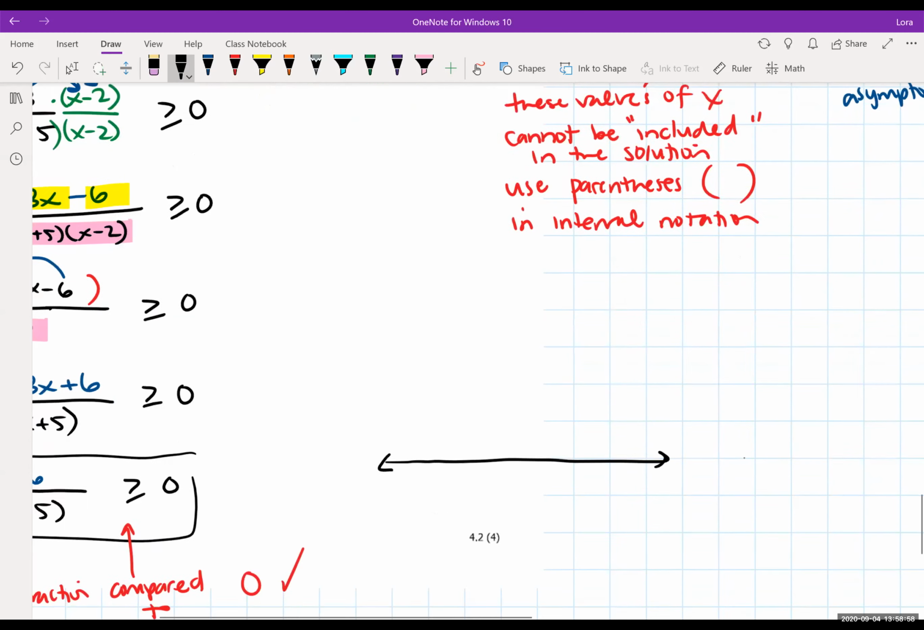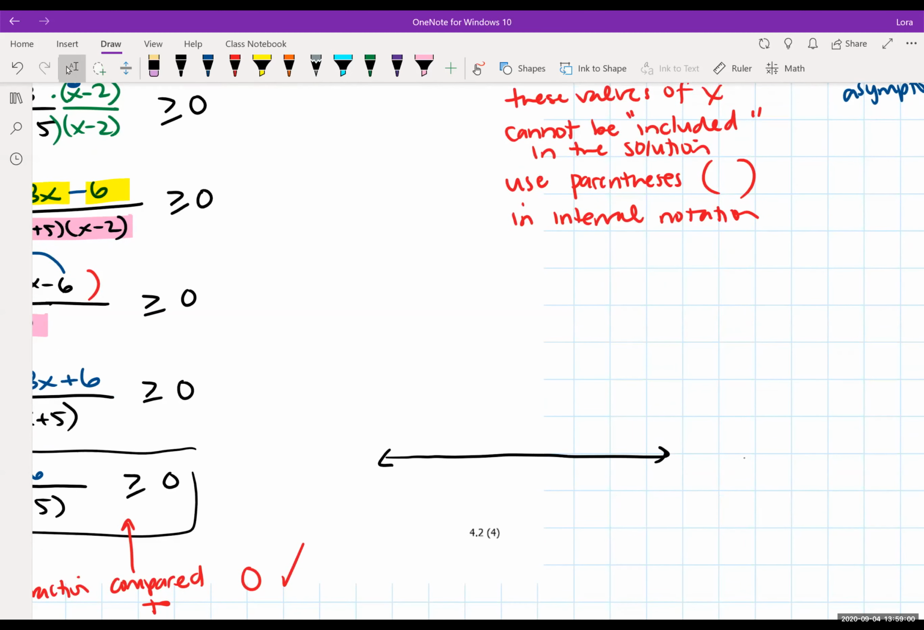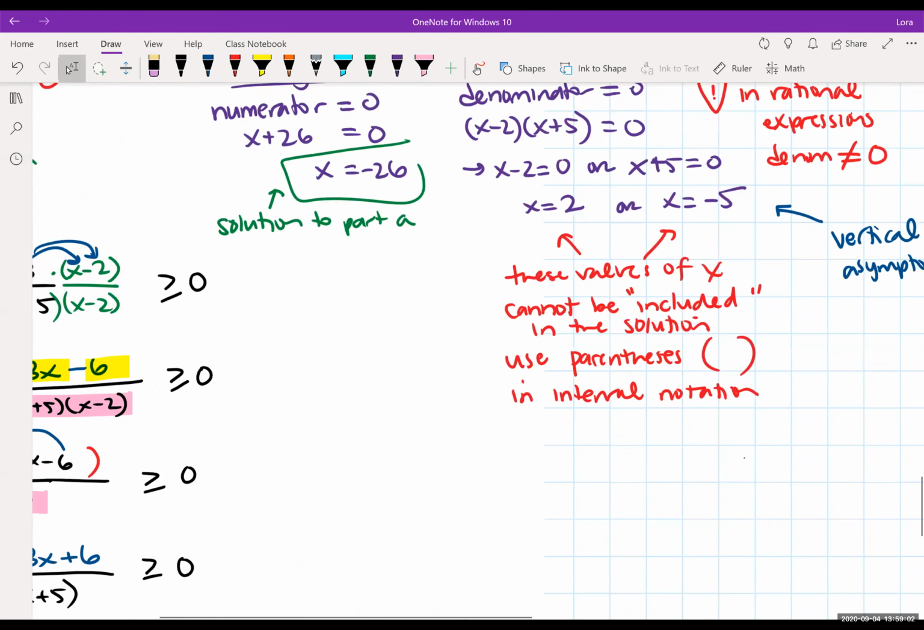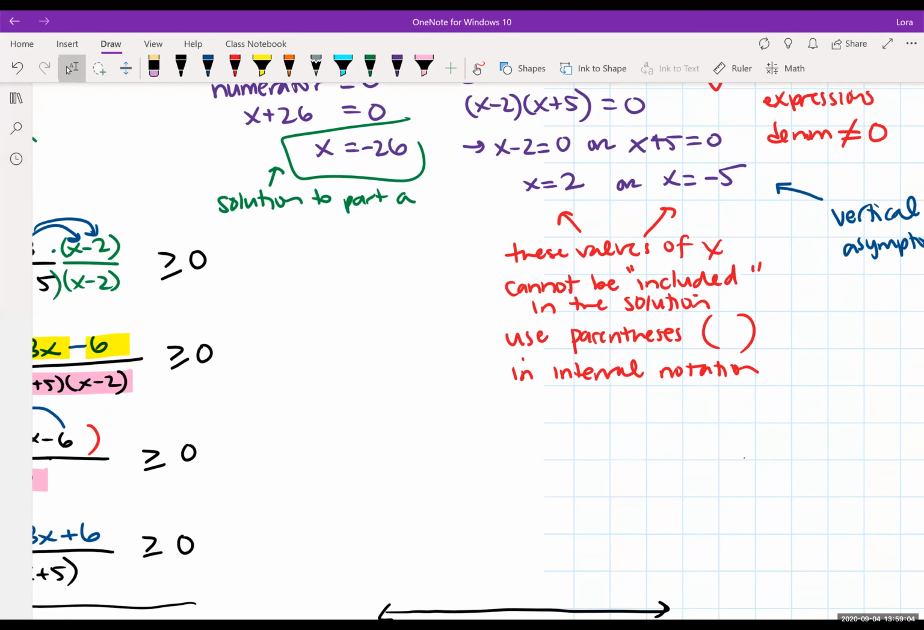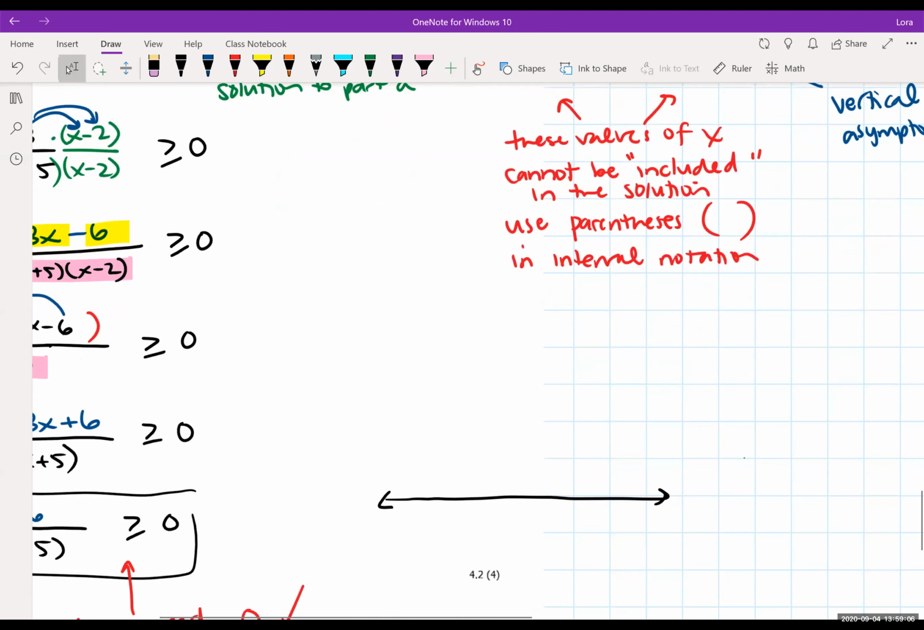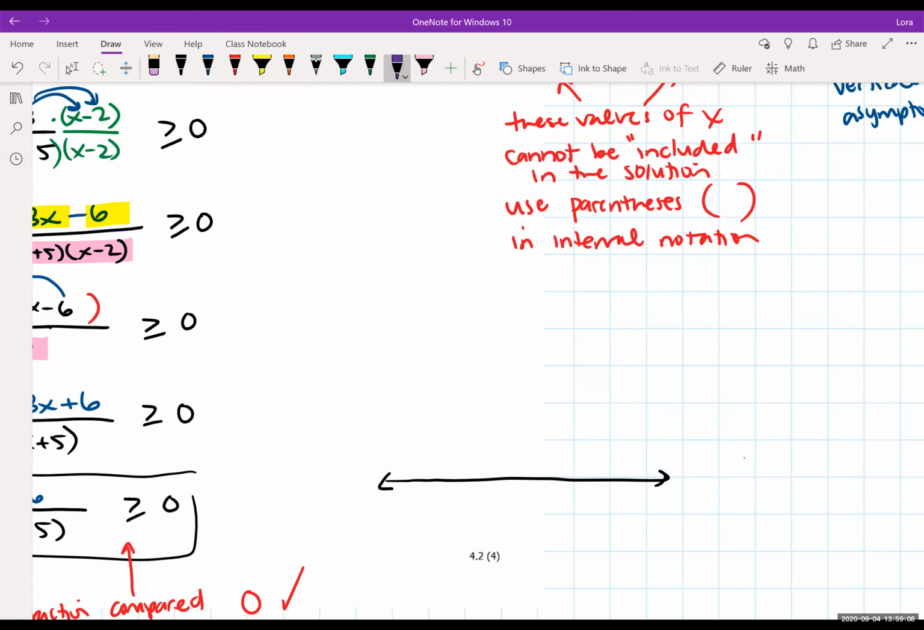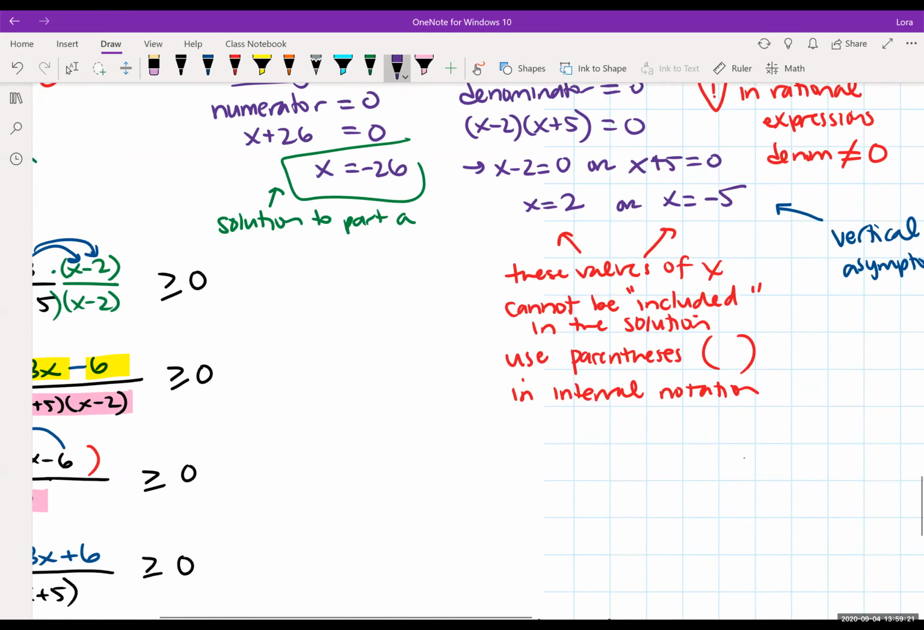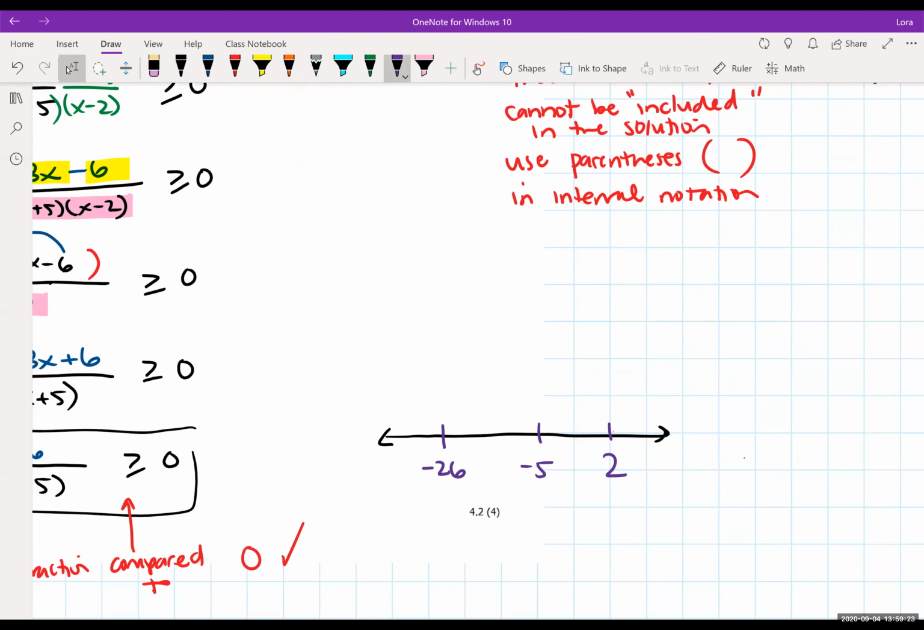I'm going to write my boundary points in relation to each other. So I have negative 26, 2, and negative 5. Keep in mind you're graphing them in relation to each other. So I think negative 26 would be on the far left. Then comes negative 5, and then comes 2. Notice that they are not really drawn to scale. We're just doing them in relation to each other.